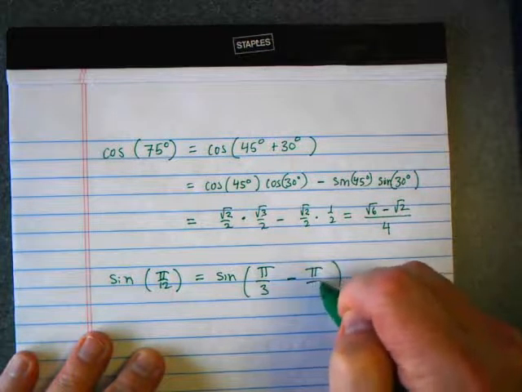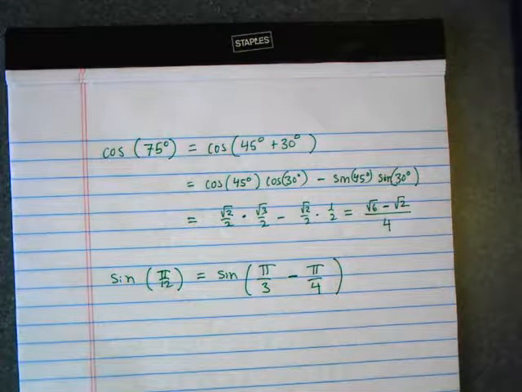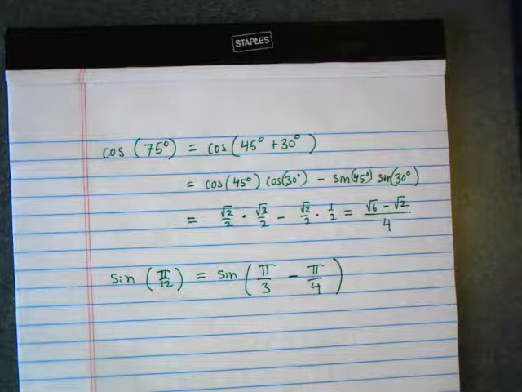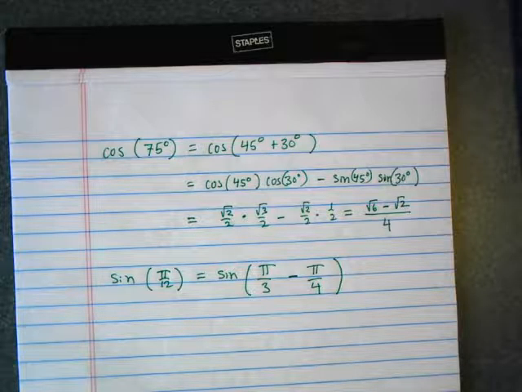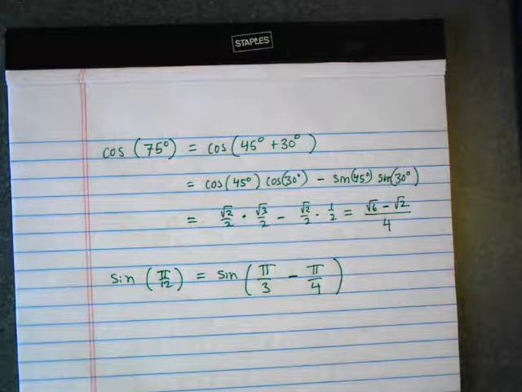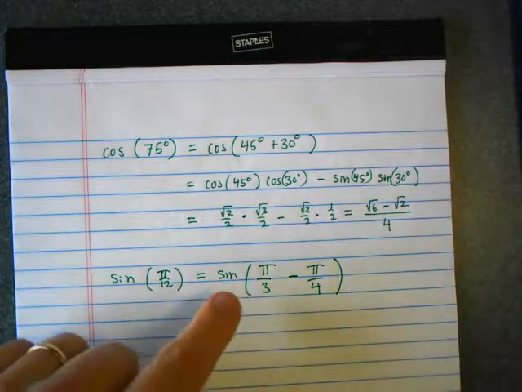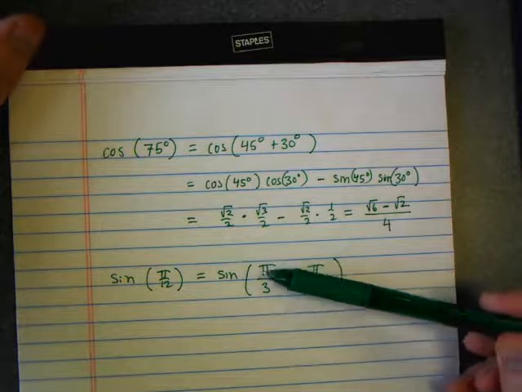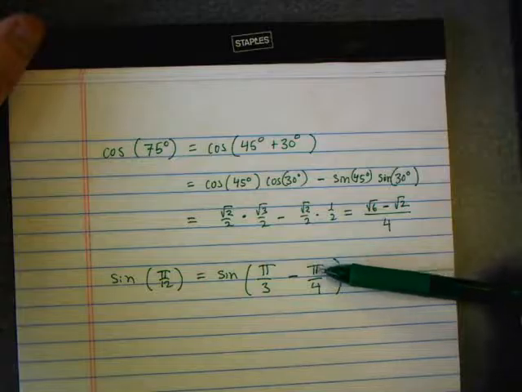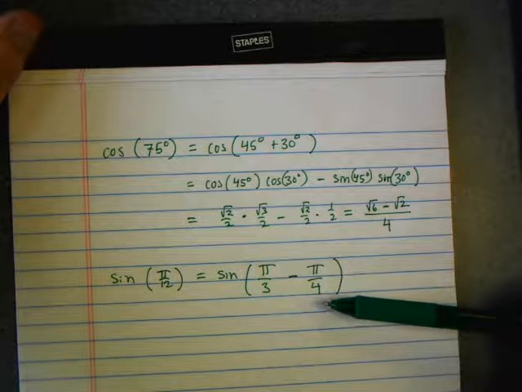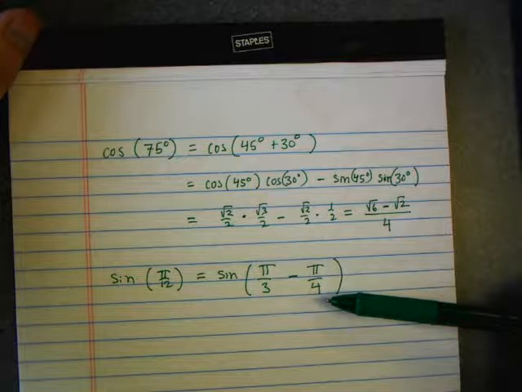All right, I finally agree with Brandon. Pi over 12 can be written as pi over 3 minus pi over 4. Because when I get the common denominator, this one would be 4 pi over 12, this one would be 3 pi over 12, and when I subtract, I get pi over 12.